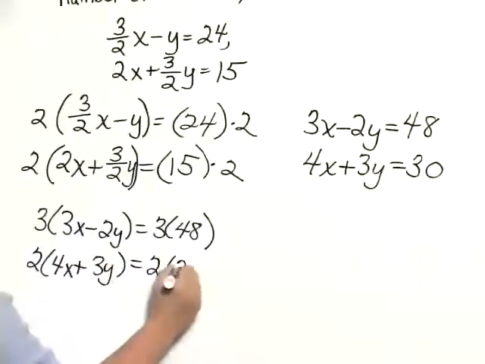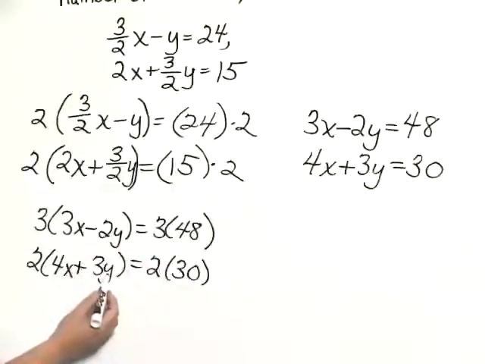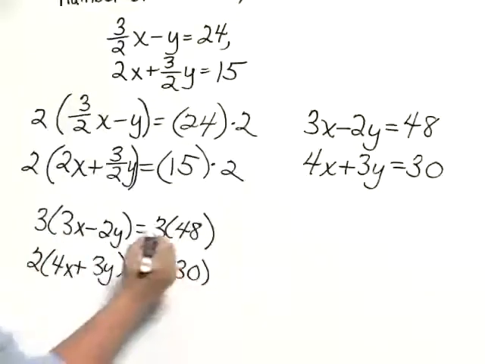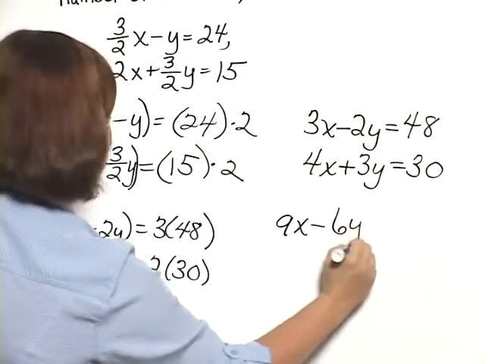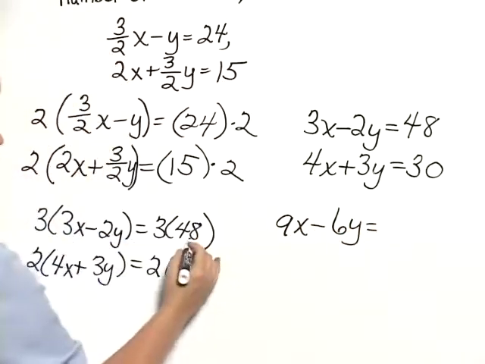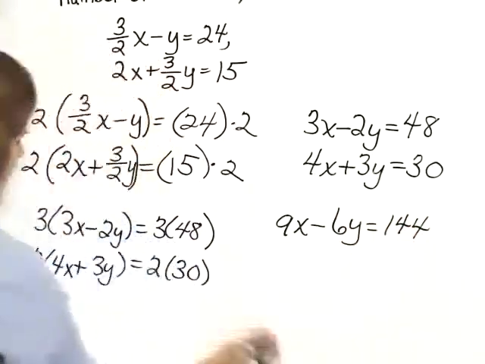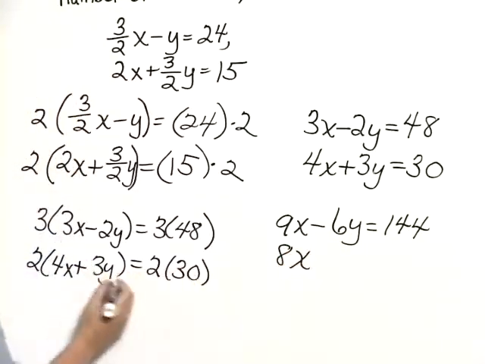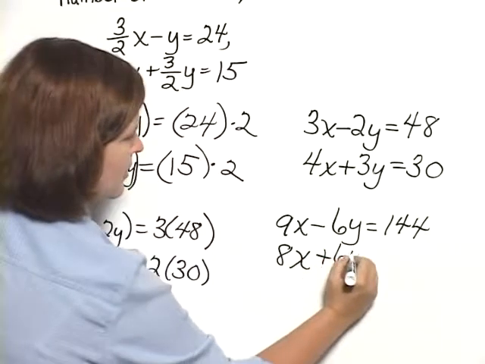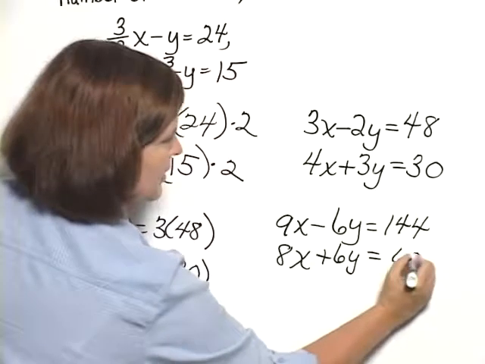Now this is going to again give me equivalent equations, but in another form, and I'm going to have opposite coefficients for the y. Multiplying, I get 9x minus 6y equals, and 3 times 48 is 144. Multiplying here, I have 8x plus 6y equals 2 times 30 is 60.